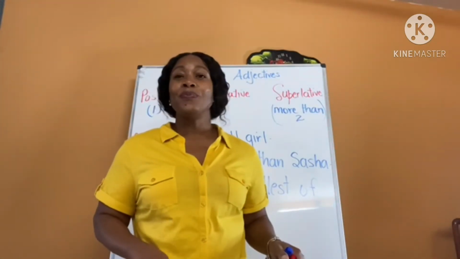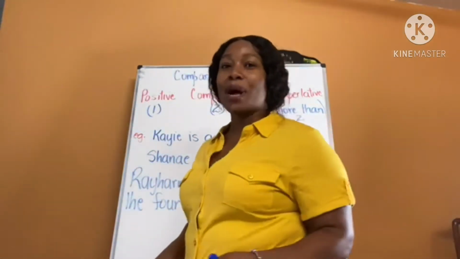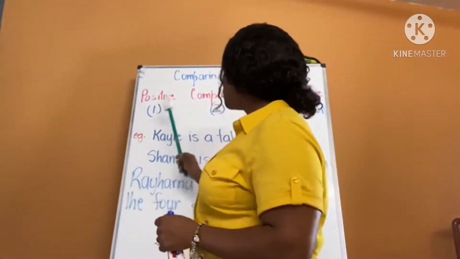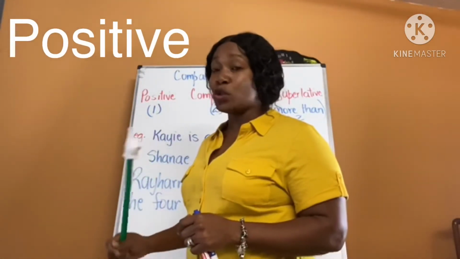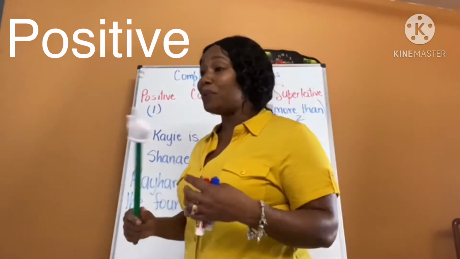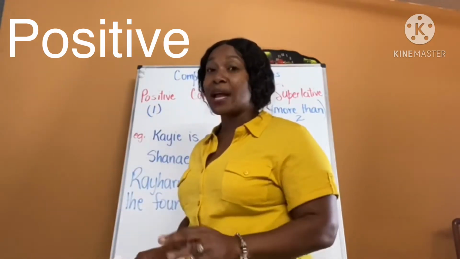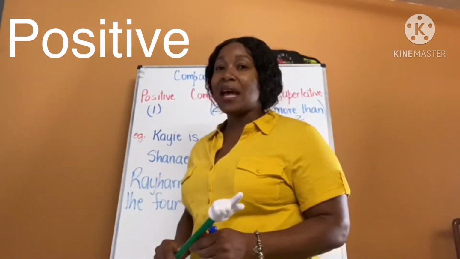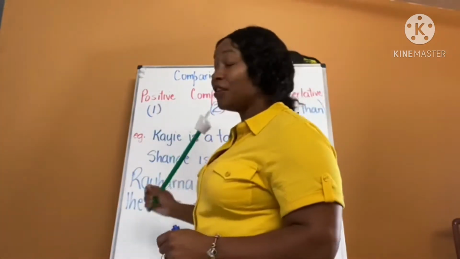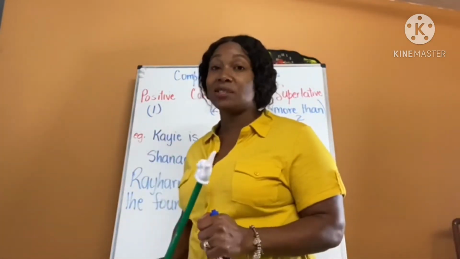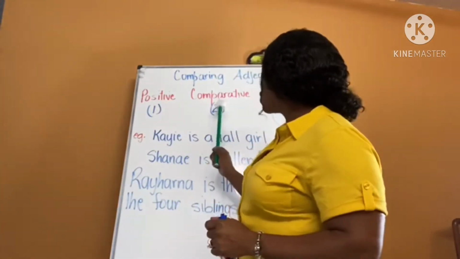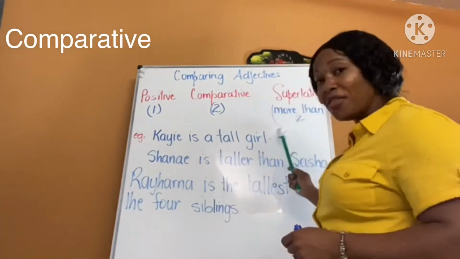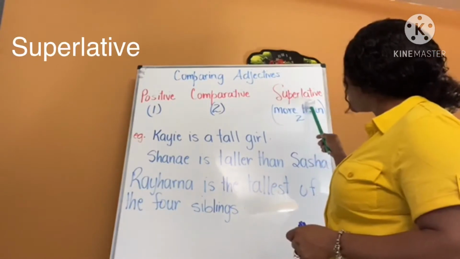3 different degrees. So, if we're only thinking about one person, we're not comparing anything else, then we use the positive degree. So we're not comparing that person, that place, or that thing to anything or anyone else. We use the positive degree of adjective, and that is the adjective by itself. There's no changes made to it. Then, if we're comparing two, we use the comparative degree. Comparing more than two, we use the superlative degree.